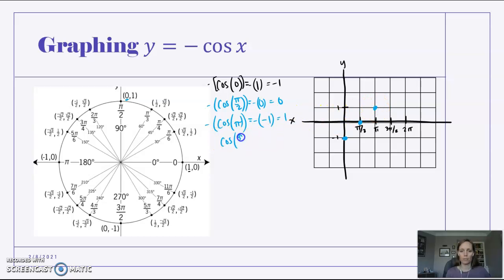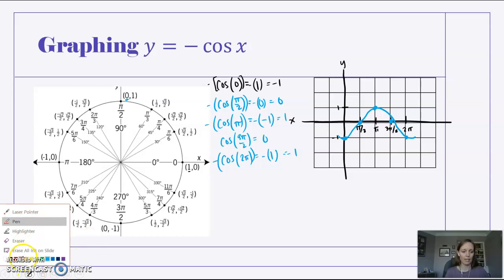For cosine of 3 pi over 2, I get 0, and if I multiply that by a negative, it's still 0. And then the final one, cosine of 2 pi, is equal to 1, and if I multiply that by a negative, then I get a -1. So you'll notice here that cosine still has the same shape that it did, but again, it's been flipped over the x-axis just like sine was. So when we're multiplying by a negative, it flips the graph over the x-axis.